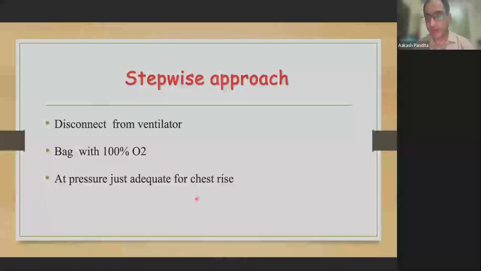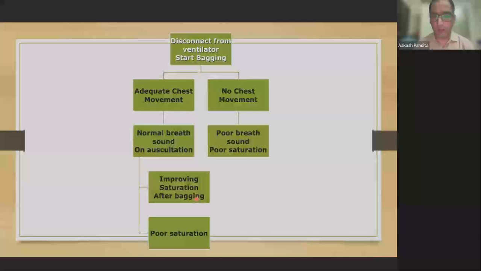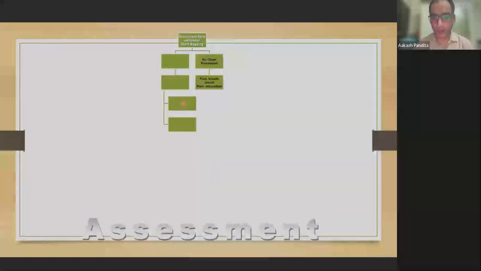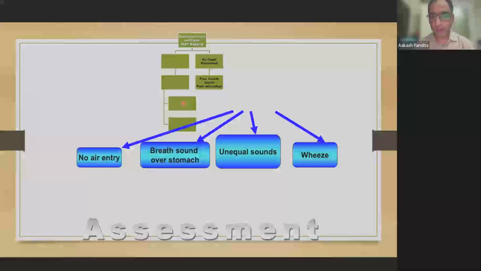Whenever we have an acute deterioration, the patient will be disconnected from the ventilator and we should bag him, either with an Ambu bag or a T piece. Once we have started bagging him, there can be two things: either there is no chest movement or there is adequate chest movement. If there is no chest movement, we have to look for the air entry. There may be four scenarios.